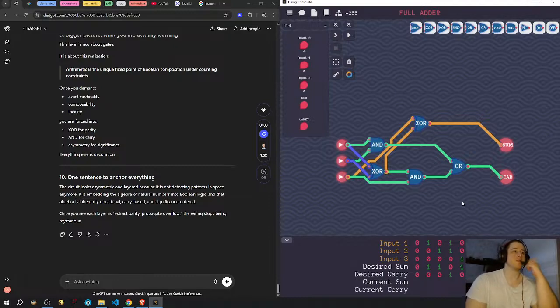Okay, so here the sum is the two XOR connected.